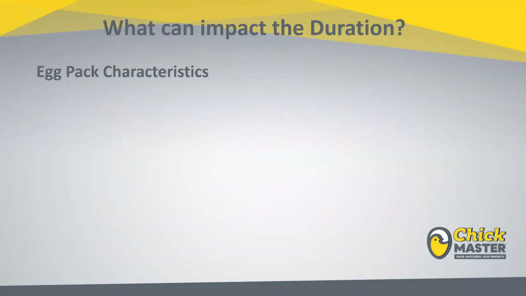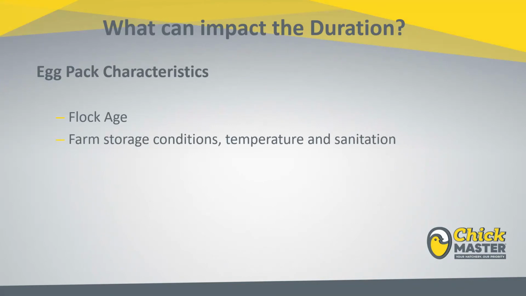When we look at egg pack characteristics, which is something I mentioned earlier for duration, there's a lot of things to keep in mind here. One is flock age. If we look at the difference between, say, a young flock that's 26 or 27 weeks old versus a prime flock versus an old flock, recognizably there will be a difference in hatch window because of flock age. So that's something you need to keep in mind. Farm storage conditions, temperature and sanitation, we recognize will also impact the duration of your hatch window.